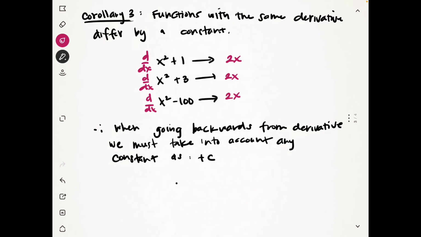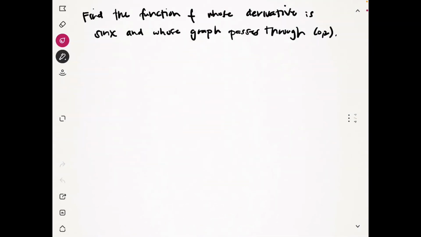So we can have different functions whose derivatives are exactly alike. And they all differ, right? The only difference is the constant that's added on. So anytime we go backwards, we need to make sure we put a plus c on there. And this next type of problem shows us exactly why.